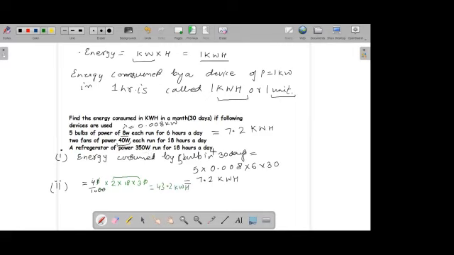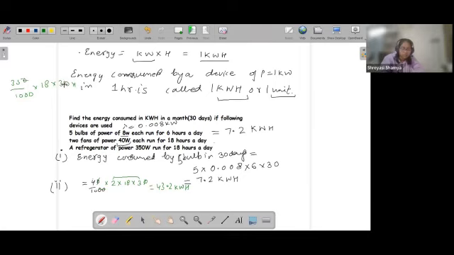Similarly, we obtain for the third one by converting this 350. So it would be 350 divided by 1000 multiply 18 multiply the number of days, that's 30, and it is only one refrigerator, so we can multiply it with 1.